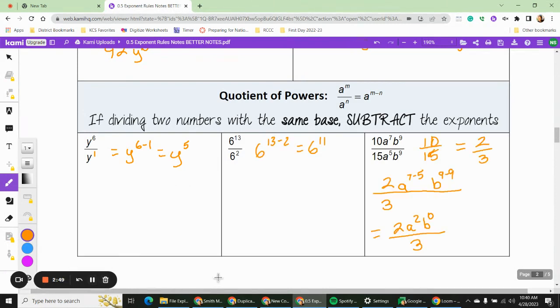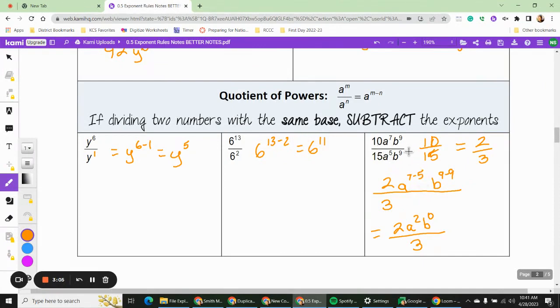All right, so if you've tried out these problems, we're going to subtract those exponents 13 and 2 to get 6 to the 11th power. And again, we can find out what is 6 times 6 times 6, 11 times. But for right now, we're just focusing on this rule.